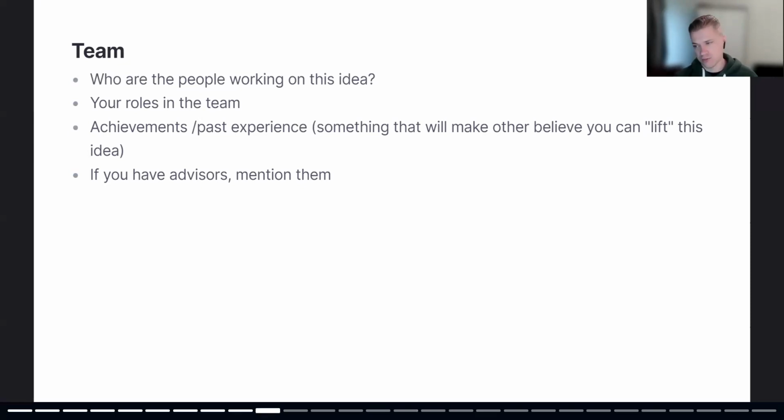It can be also in separate slides. So in one slide you have the core team, and in a different slide you put these advisors.